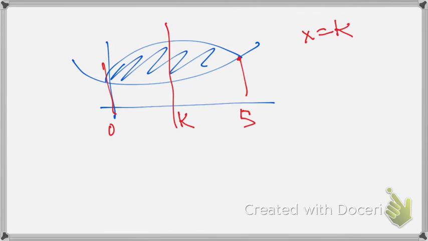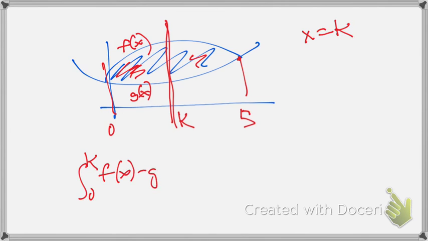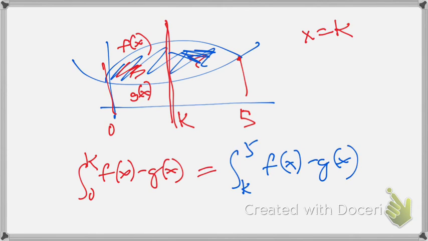All right, so write an equation that would solve for k with an integral expression such that this line x equals k divides the region into two equal parts. Well, that means this part has to be equal to this part. So the area here, assuming this is f of x and g of x, would be the integral from 0 to k of f of x minus g of x. And that has to equal the other integral, this guy over here, which would be the integral from k to 5 of f of x minus g of x. And that's it. They just want you to set it up.